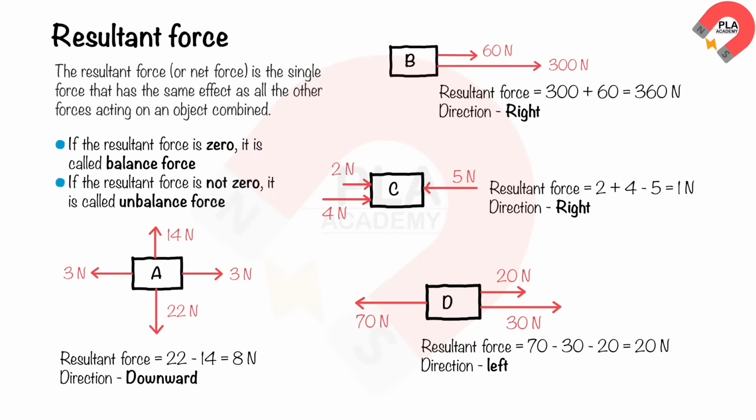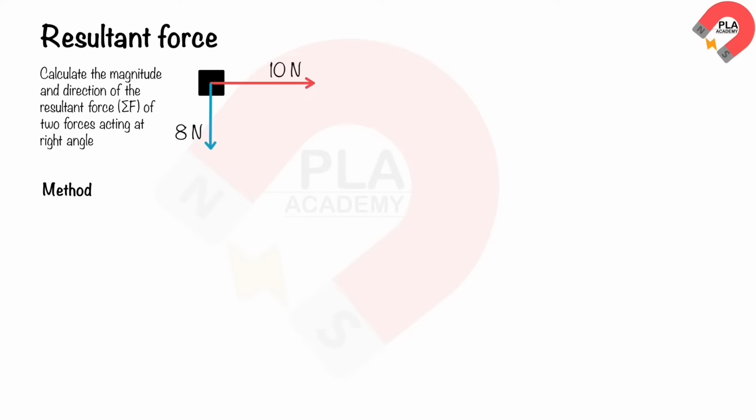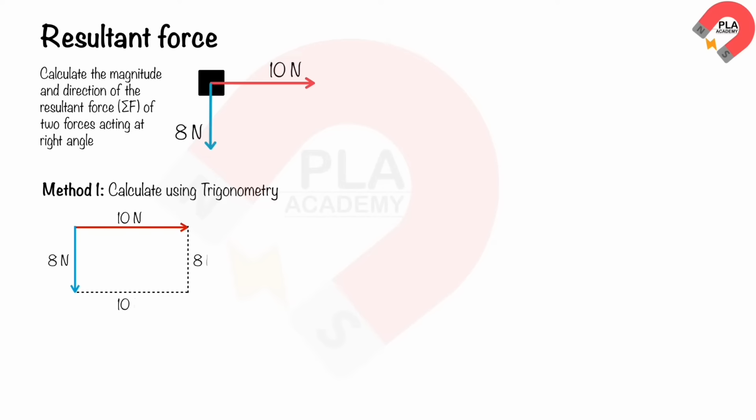Calculate the magnitude and direction of the resultant force of two forces acting at right angles as shown. First method: calculate using trigonometry. Join the tails of the 10 newton and 8 newton forces at right angles. Draw a parallelogram with 10 newtons and 8 newtons as sides, which forms a rectangle. The resultant force is the diagonal of the parallelogram. We can calculate the magnitude of the resultant force using the Pythagorean theorem. Resultant force equals the square root of 10 squared plus 8 squared, which equals 12.8 newtons.